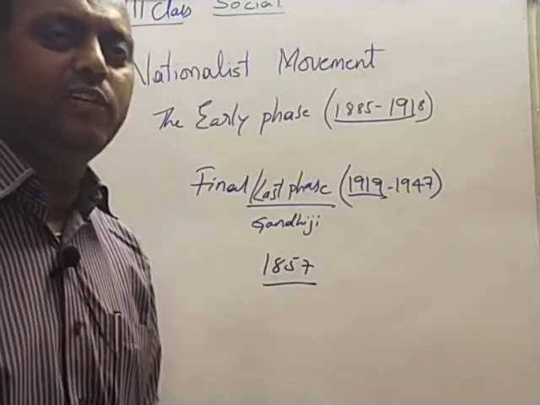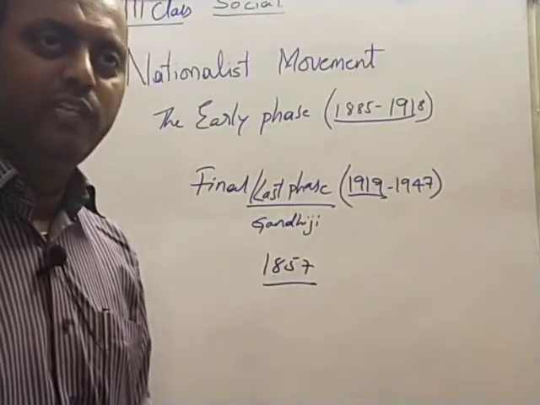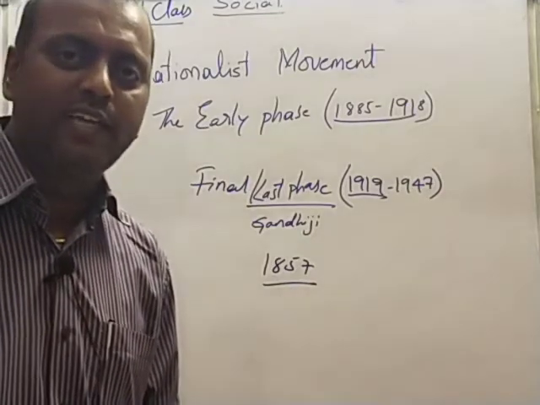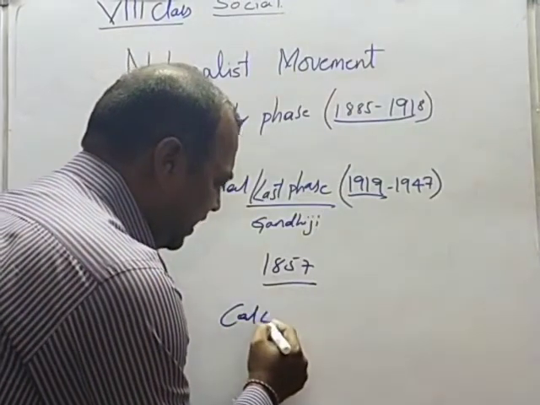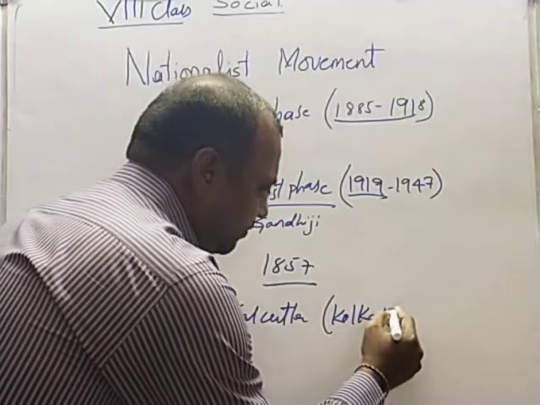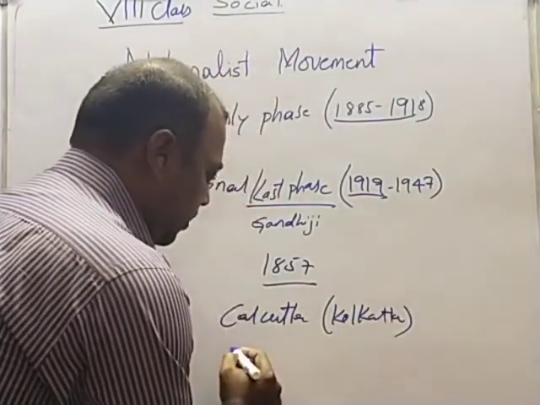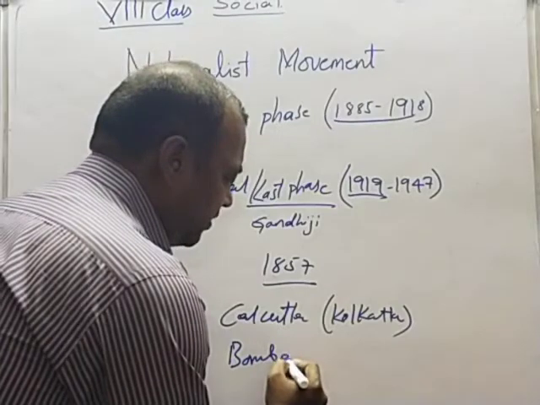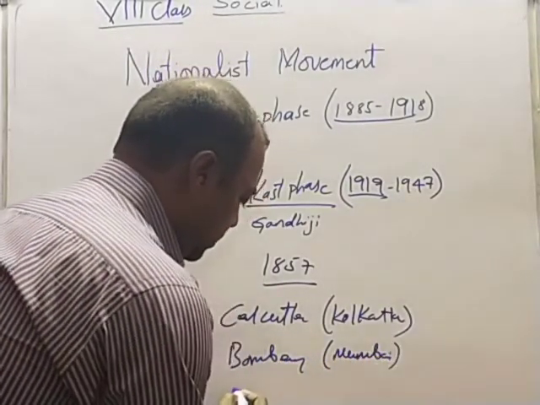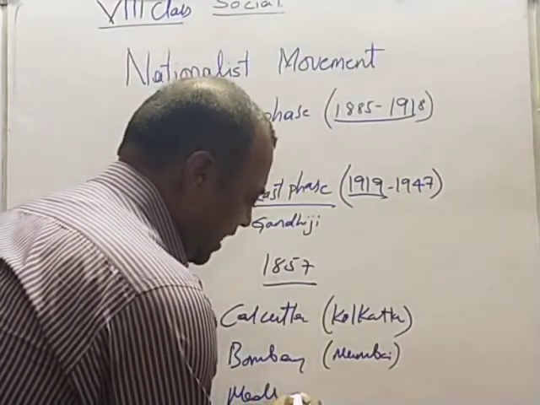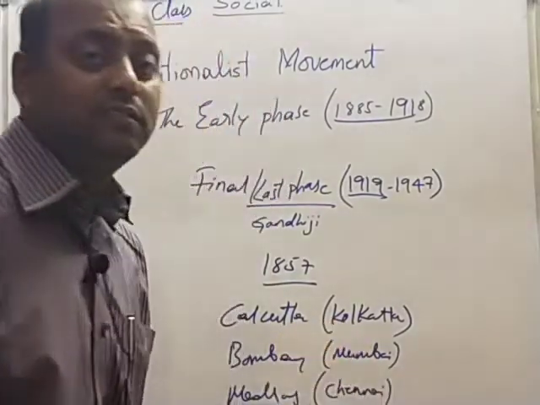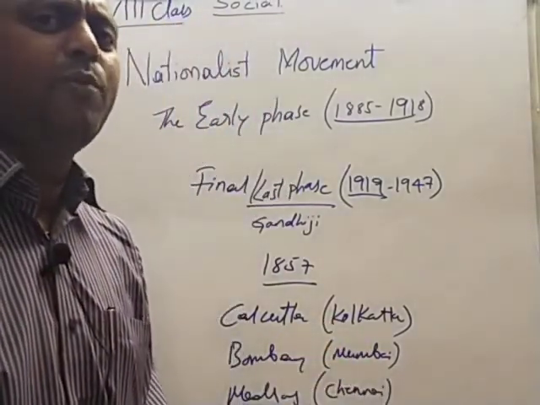After English education was introduced during the late 19th century in some major cities like Calcutta. Calcutta means which city it is? The present Kolkata was called Calcutta previously. Bombay means the present Mumbai, which was previously called Bombay. Madras is nothing but the present Chennai, which was called Madras.